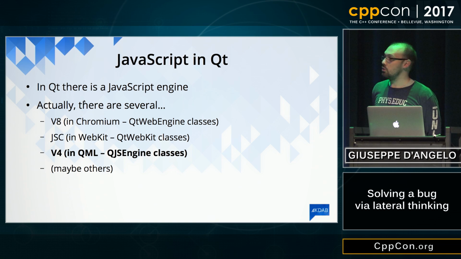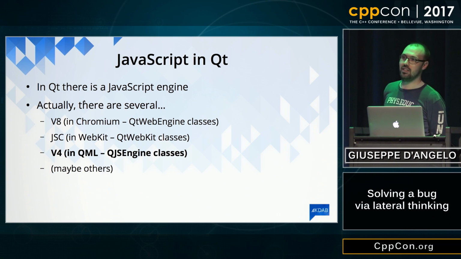What does this story have to do with Qt? Well, in Qt there is a JavaScript engine. Actually, there are several JavaScript engines. There is V8 used by Chromium and Blink. There is JavaScript Core used by WebKit. There is V4 used by QML. It's called V4 because it runs half as fast as V8. That joke always works. So today's talk is about that engine, V4.